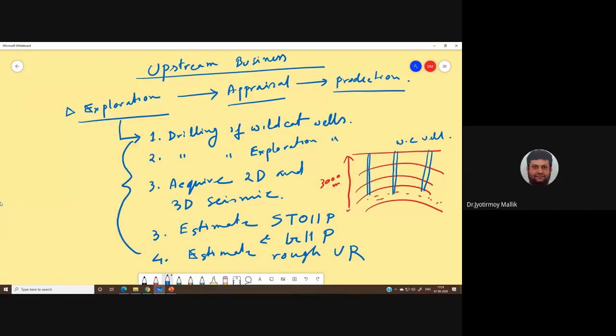Okay, so you identify a particular basin, you drill certain wildcat wells, then you drill certain exploration wells, you acquire some 2D and 3D seismic, and then you give a rough estimate of STOIP or GIP, and then you estimate a rough UR. UR means ultimate recovery, how much hydrocarbon you will be able to take out of the ground. Okay, and then it goes through some sort of review, then the UR that you have got. So let's come to the next phase.